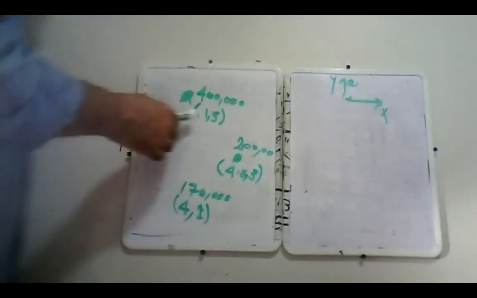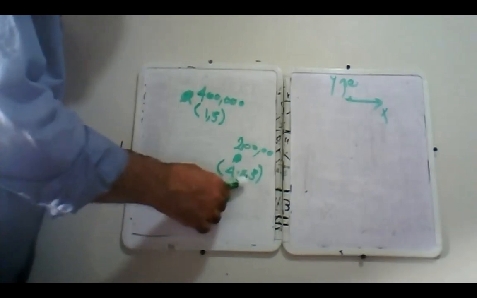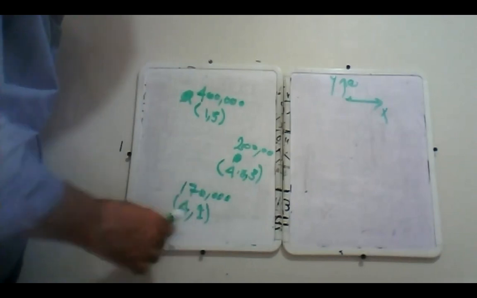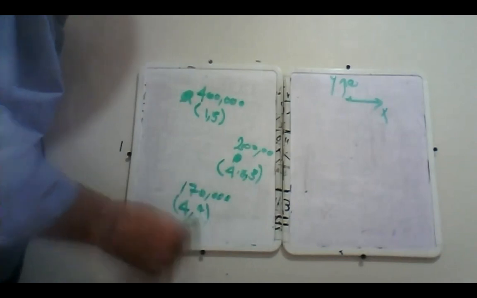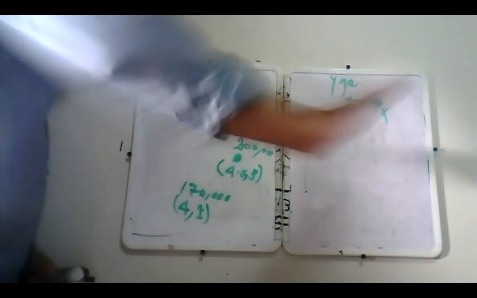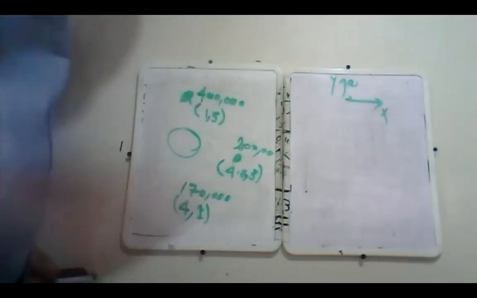So 400,000 where x is 1 and y is 5; 200,000 where x is 4.5 and y is 3; 170,000 where x is 4 and y is 1. And he wants to remove all these three and put one instead of them, intermediate between them.